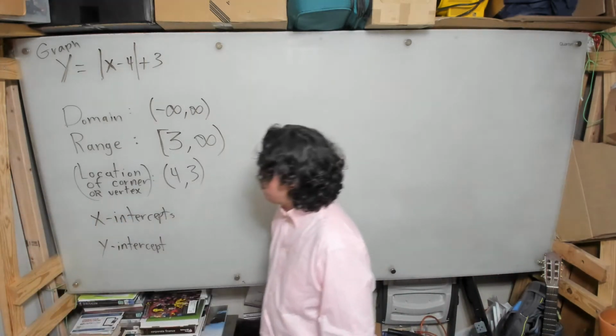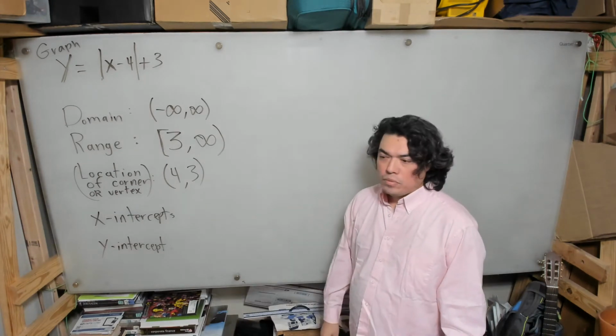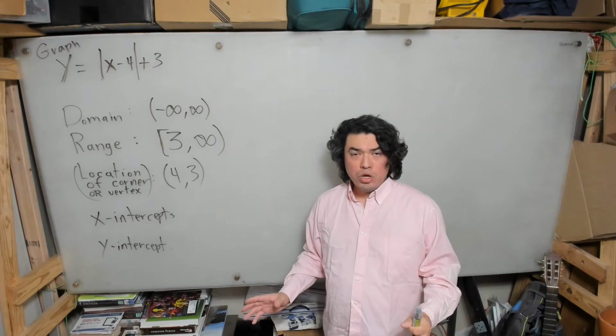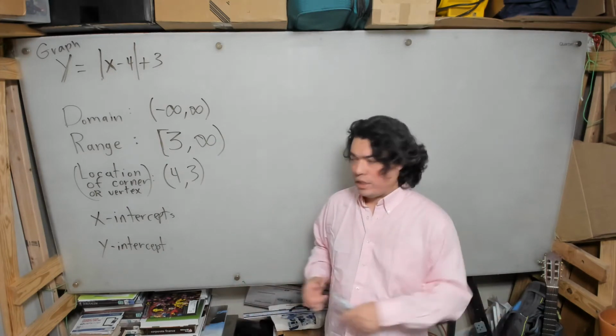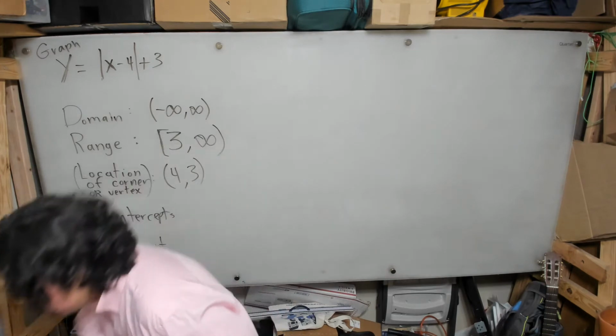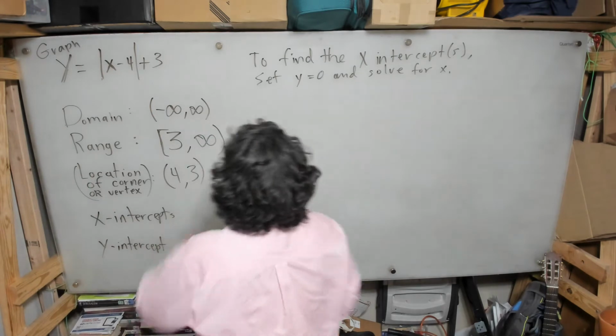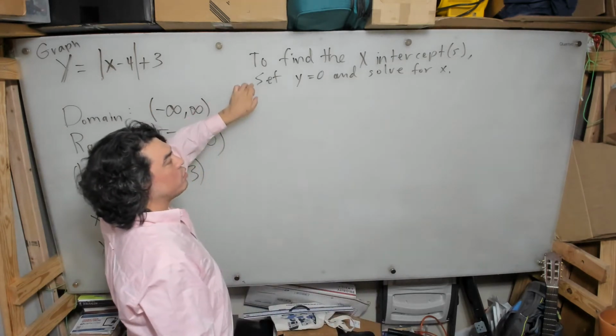So the next thing we want to know is the x-intercepts. To find the x-intercepts in general, we set the y equal to 0 and solve for x. So let me write that down for you. Don't forget that. To find the x-intercepts, we set y equals 0 and solve for x.